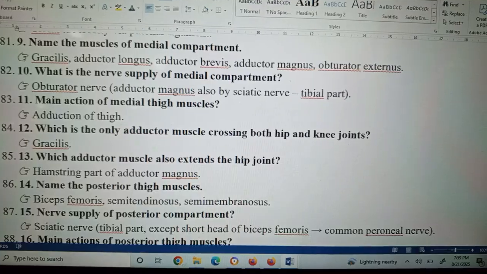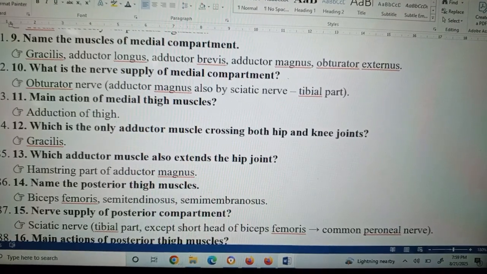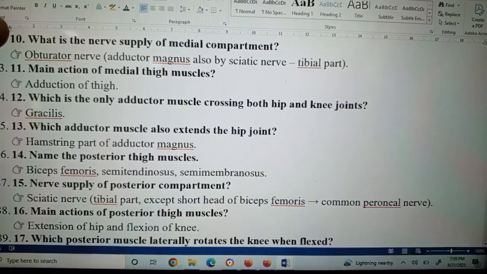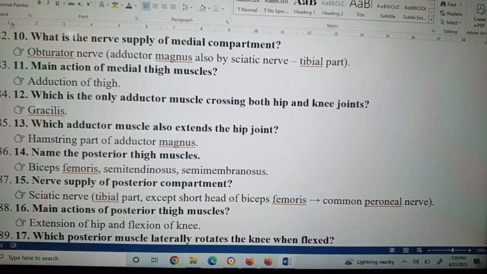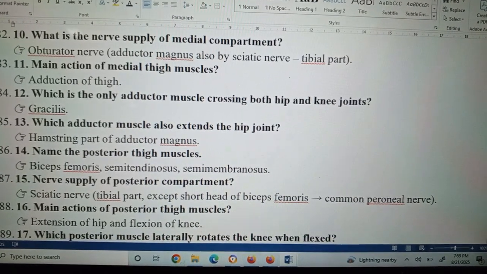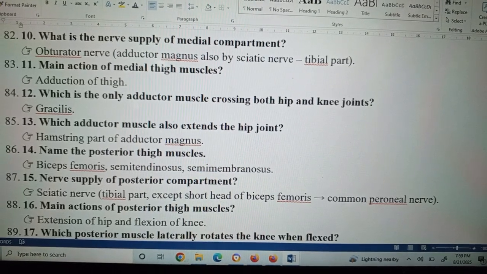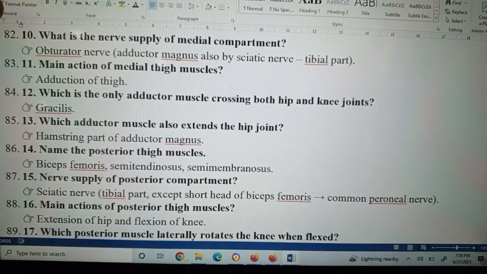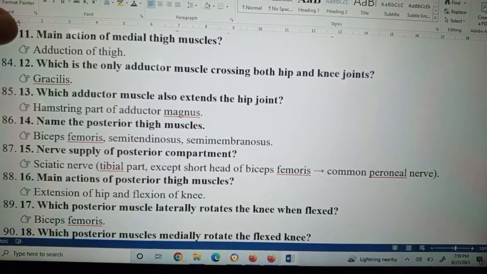Abduction will be performed by the lateral muscles, the lateral compartment. Which is the only adductor muscle crossing both hip and knee joint? It is very important: you must know gracilis is the only adductor that crosses the hip and the knee joint. Which adductor muscle also extends the hip joint? The hamstring part of the adductor magnus.